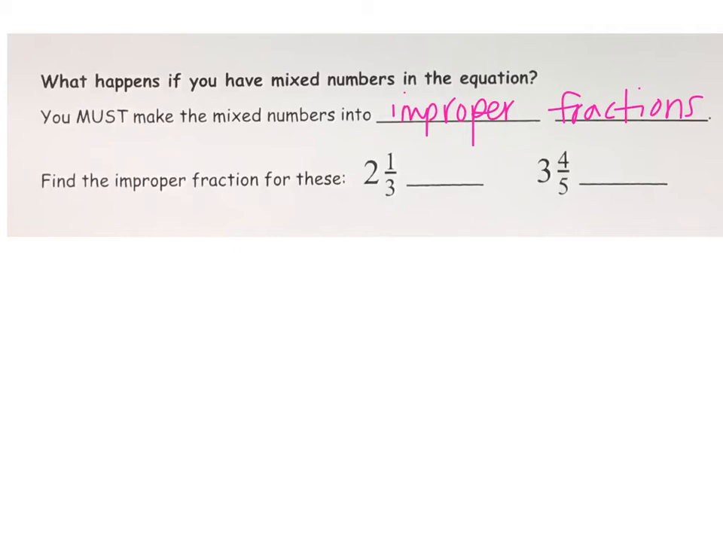All right, so when we're doing our cartwheel, we are going around this direction. Remember, multiply and then add. So 3 times 2 is 6. 6 plus 1 is 7. You keep your denominator. So 7/3 is what 2 1/3 is.